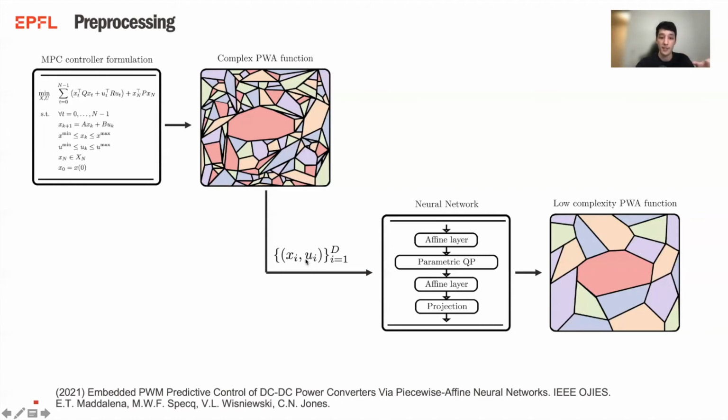So how do you gather this data? You select a point, and then you record the coordinates, the states, and solve the MPC problem there in order to get the corresponding U value. And then you also store that.